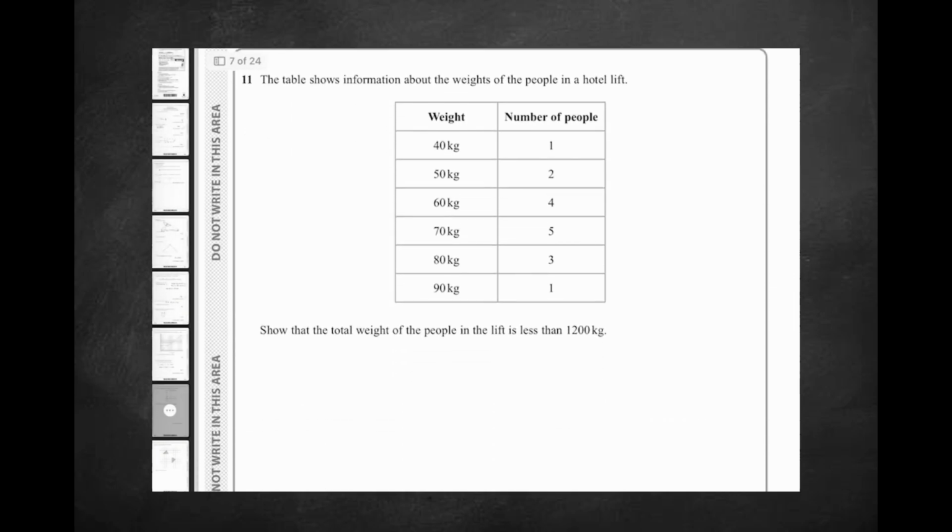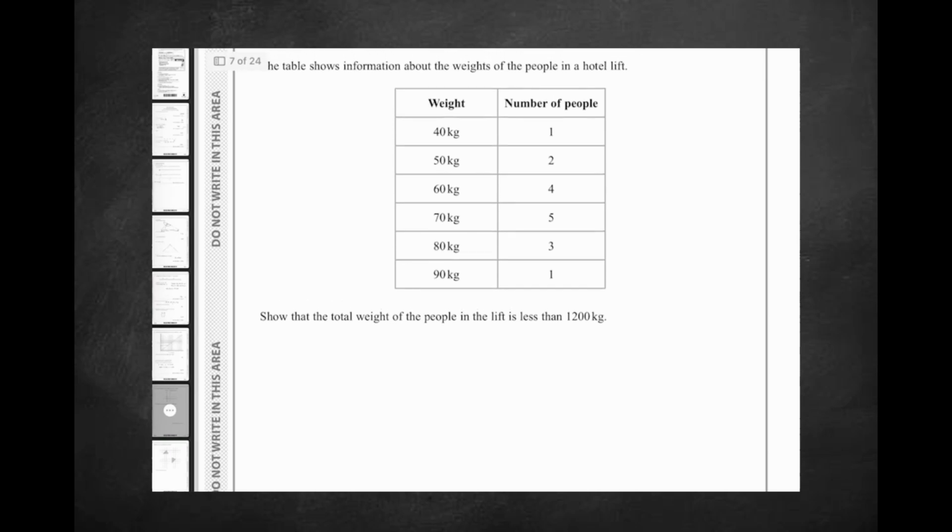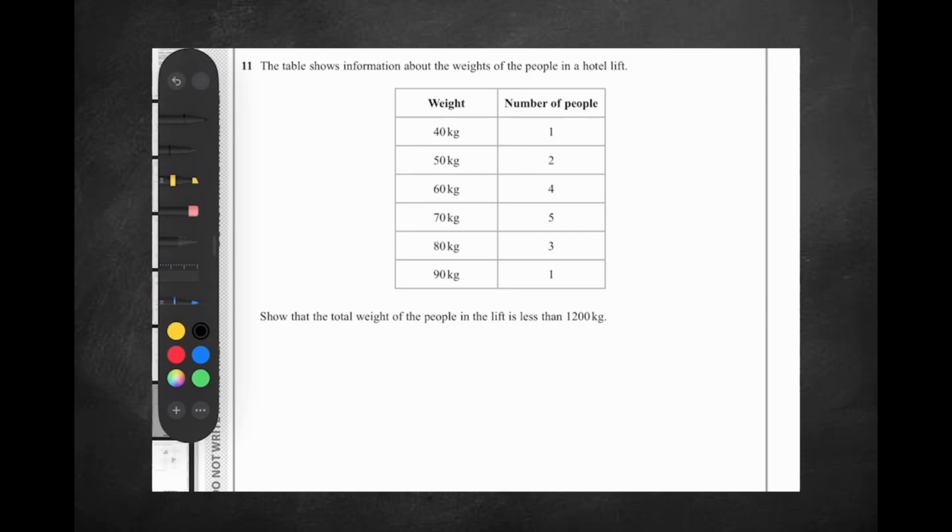Question 11. The table shows information about the weights of the people in a hotel lift. Show that the total weight of people in the lift is less than 1200 kilograms. So what we have to do here is multiply the weight by the number of people for each line and then add them all up. So I've got my calculator at the ready.